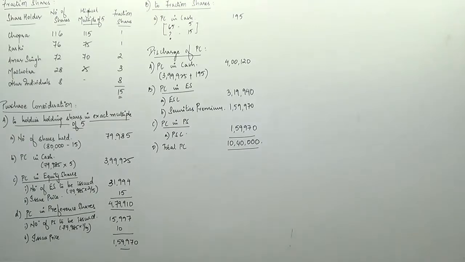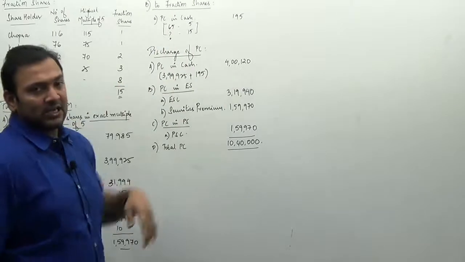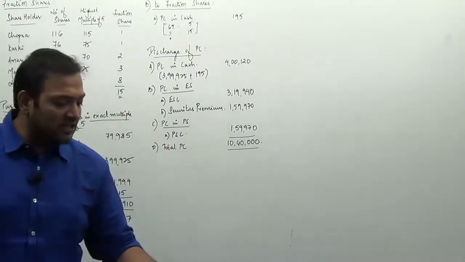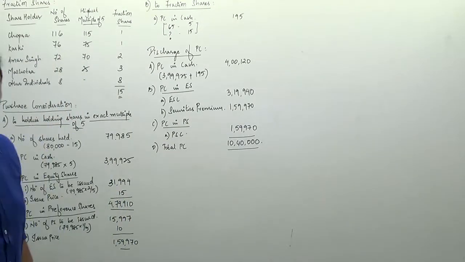If you get any doubt, you can cross verify. What is the PC now being distributed? 65 rupees for every 5 shares held. So per share, how much you are paying? 13 rupees. How many shares are there? 80,000 shares. 80,000 shares into 13 rupees is again 10,40,000. You can check.